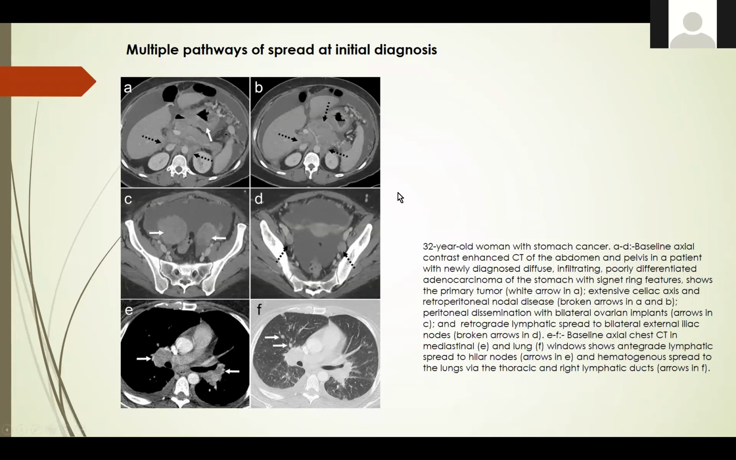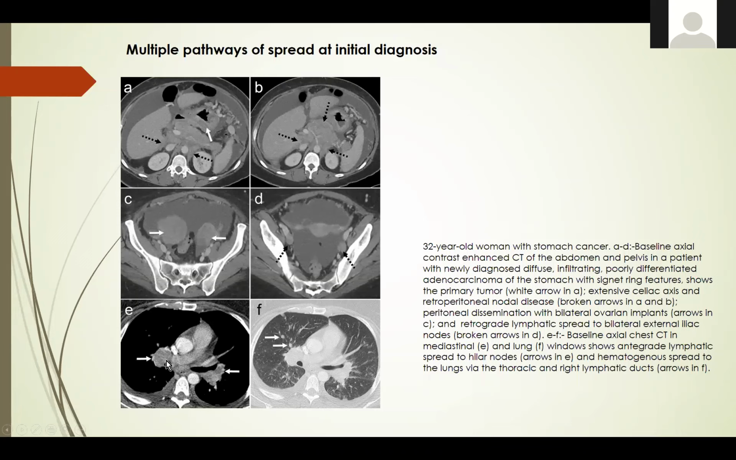At initial diagnosis, this is a 32-year-old woman with stomach cancer. These are all the baseline studies. You see the primary tumor is thickened, the stomach wall is thickened. And then there's extensive lymph nodal involvement around the celiac axis. Not only is there extensive antegrade nodal involvement, there is retrograde nodal involvement here: common iliac nodes and external iliac nodes are involved. And she also has peritoneal drop metastasis, both ovaries are enlarged.